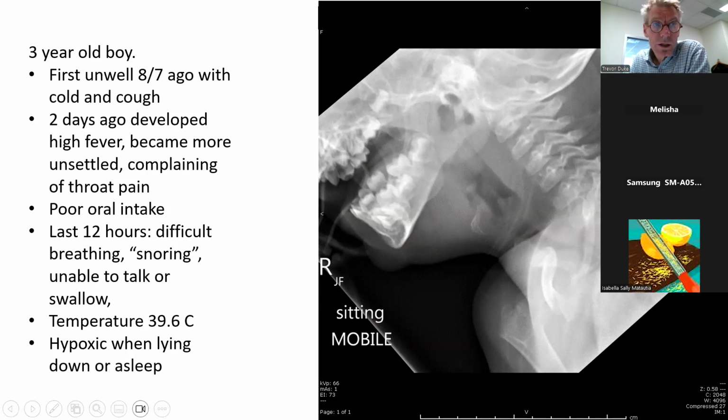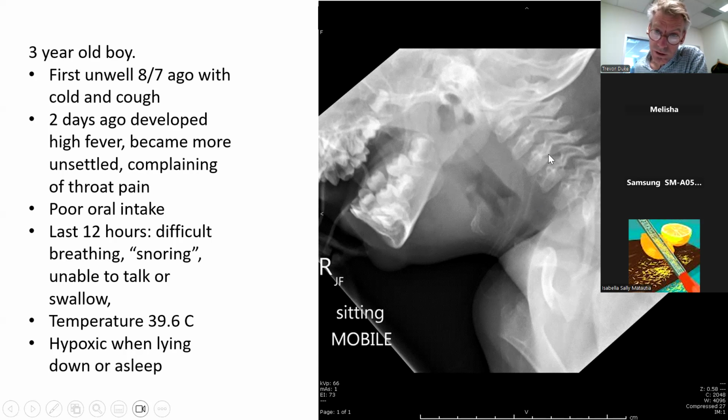People often have difficulty interpreting them, but if you're looking for evidence of airway obstruction, the thing you're looking for firstly is the retropharyngeal airspace, and the retropharyngeal airspace should be no more than one width of the vertebral body. So this is the vertebral body. And in fact, the rule of thumb is 0.6 of the vertebral body.